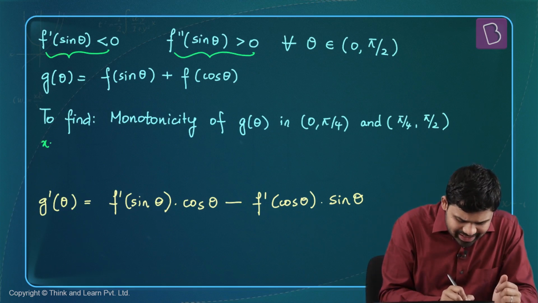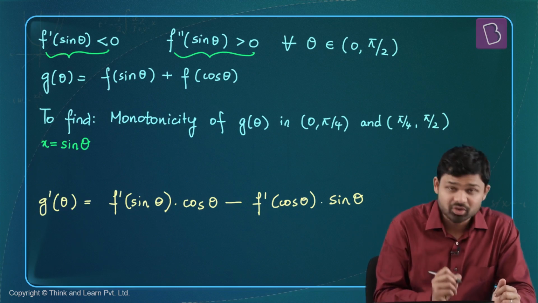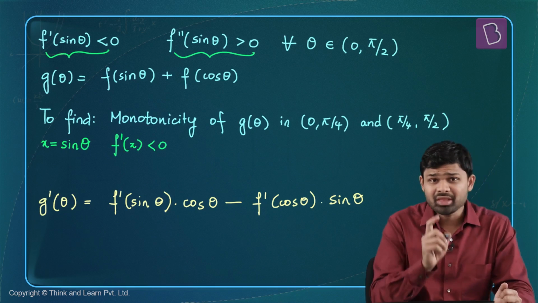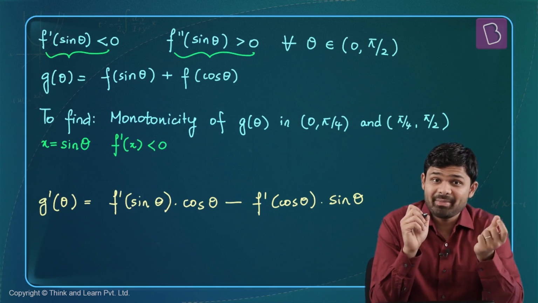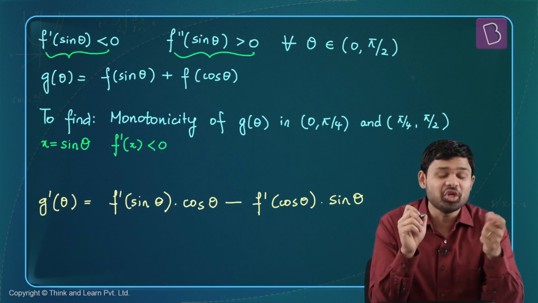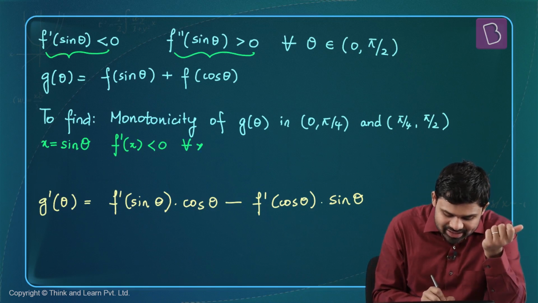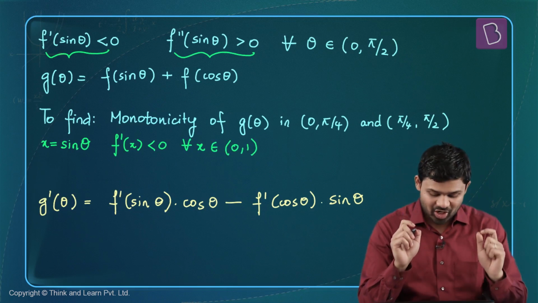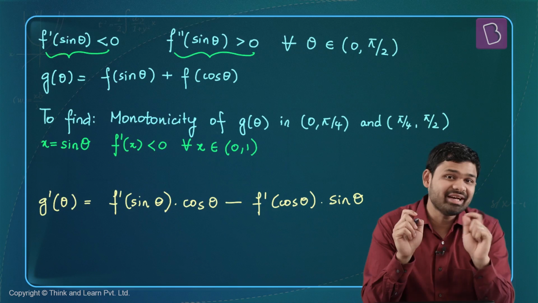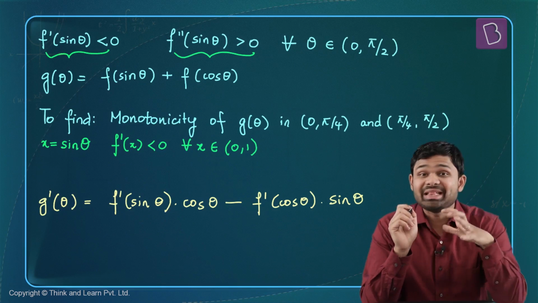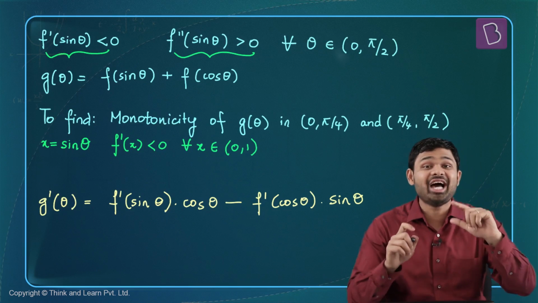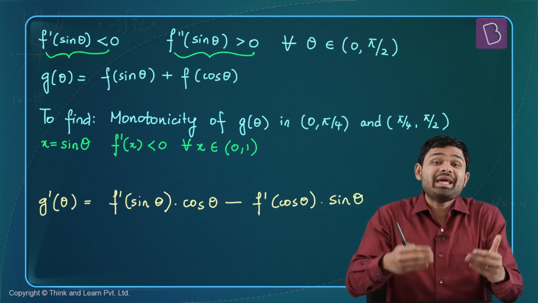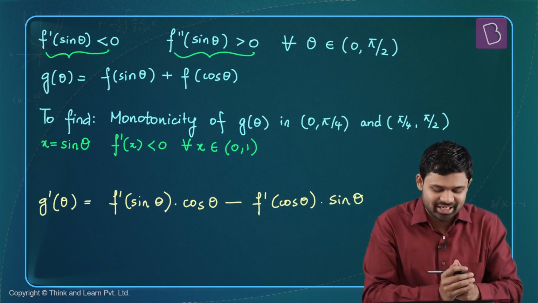So I'm going to call sine theta as some other variable x. Okay, so this means that f dash of x is less than 0. But remember, theta runs from 0 to pi by 2, which means sine theta runs from 0 to 1. This is for all x in the interval 0 to 1. Now this is going to help me a little, because what will happen to cos theta when theta is between 0 and pi by 2? When theta is between 0 and pi by 2, cos theta is also going to be between 1 and 0, or in other words 0 and 1. So it is going to behave exactly like how f dash of sine theta behaves.